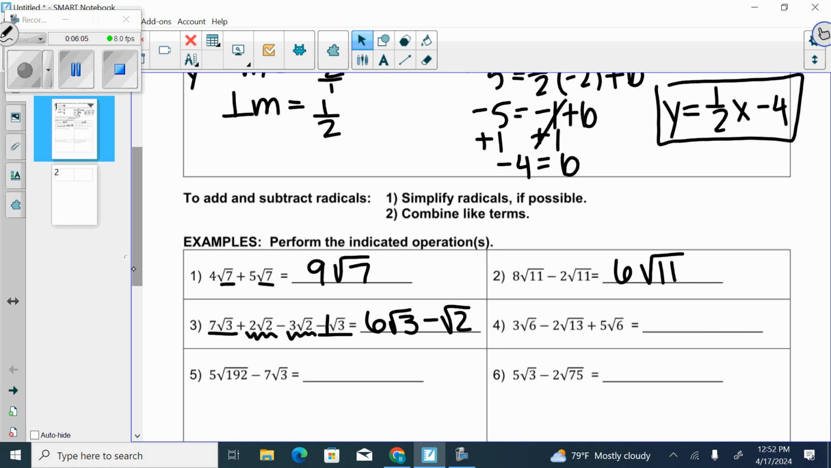All right. All right, on number 4, I can simplify what? What multiplies to give me 6 and has a pair?